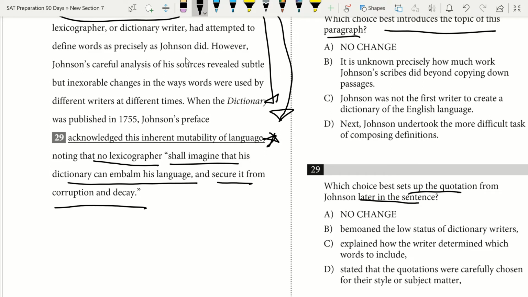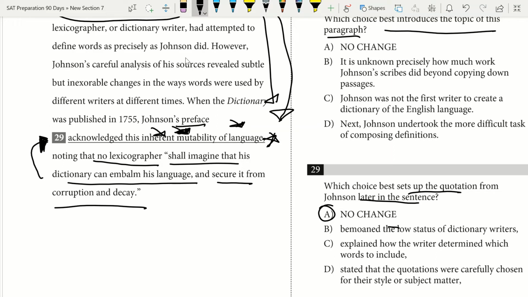All right, well, understanding that his dictionary can't take on the whole language because that would be impossible, and that he can't keep that language from changing because it will inevitably change, shows how his preface is acknowledging that it's inherent that language will eventually be mutable, right? That it'll eventually be changed and it won't matter anymore, okay? So he's acknowledging that change in language. So A is going to be our best answer for 29.